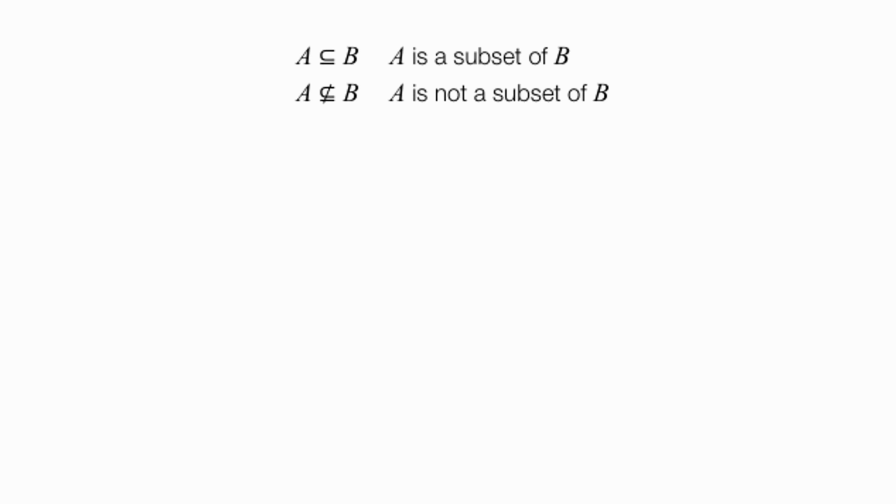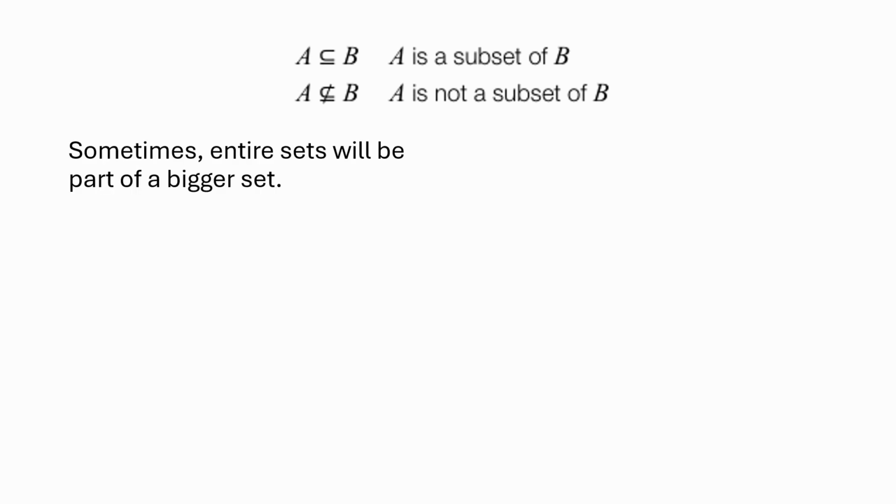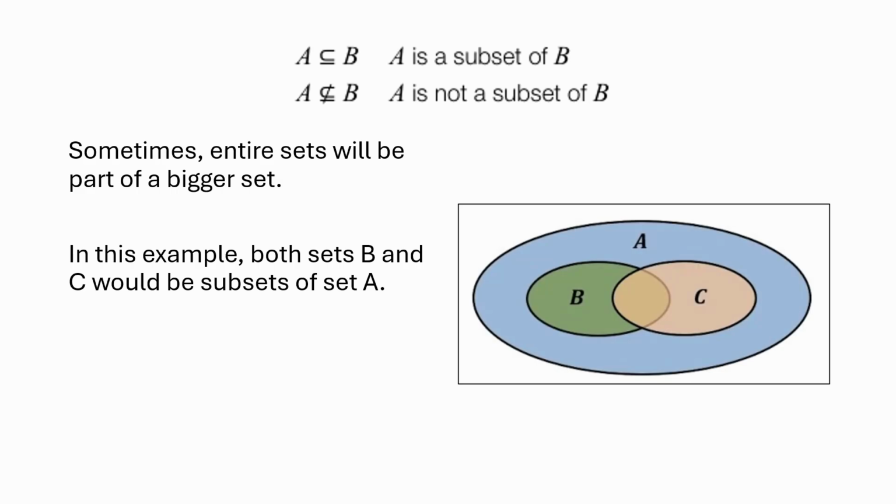Now we have the notation to denote subsets. Sometimes sets will be part of a bigger set. In this example, sets B and C are both parts of A, so they are both subsets of A. It's also important to note that A, B, and C are all subsets of the universal set.